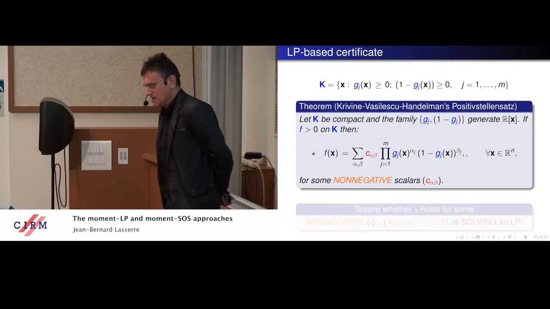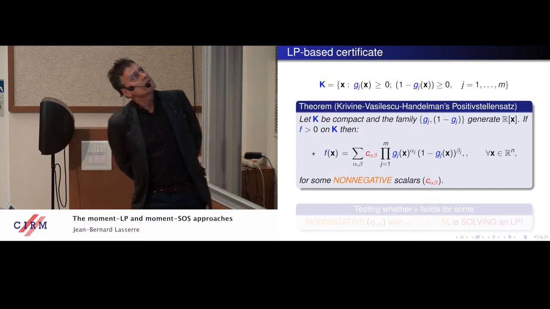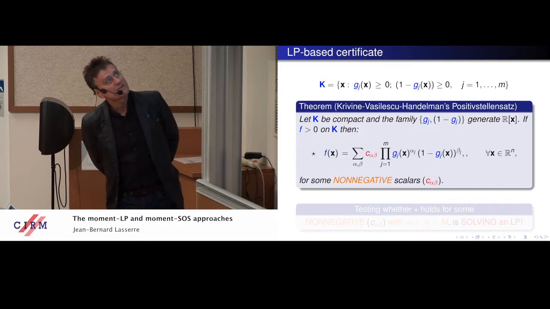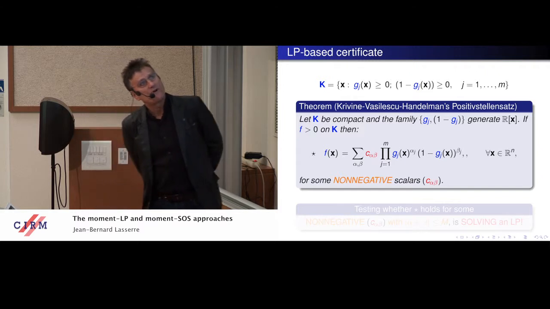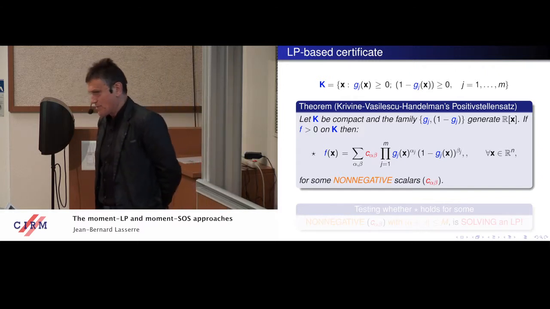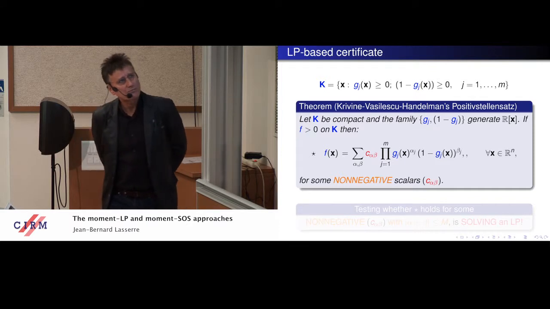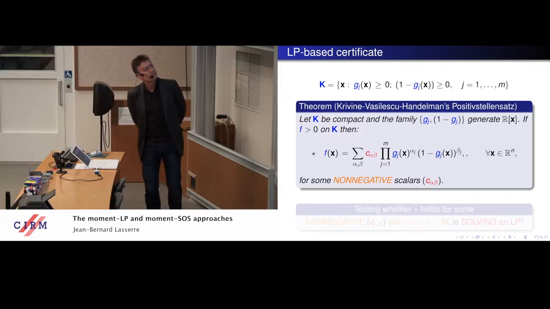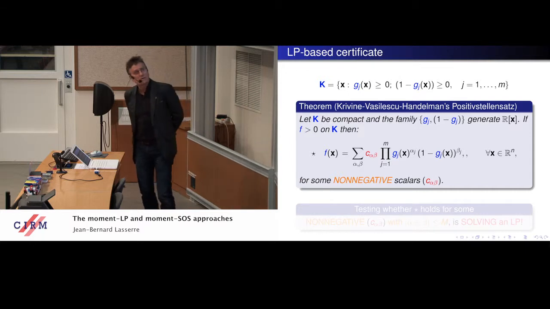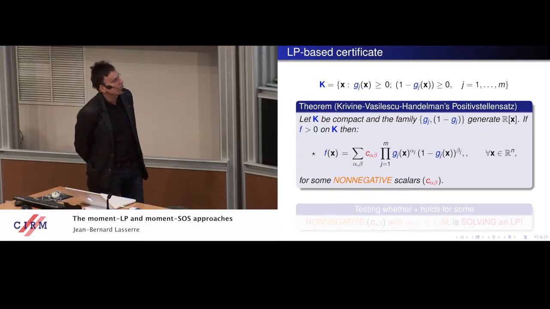Another one, which is based now on linear programming, still the same set K, but now you assume that the g_j are normalized so that the g_j are between 0 and 1 on K, and that the family of g_j is rich enough to generate the whole algebra of polynomials. So provided you have those conditions, then if a polynomial f is strictly positive on K, now you have another way of representing f. Now you can say that f is also a certain weighted combination not only of the g_j, but of all powers of g_j and 1 minus g_j. So you see the difference from the one we had before.